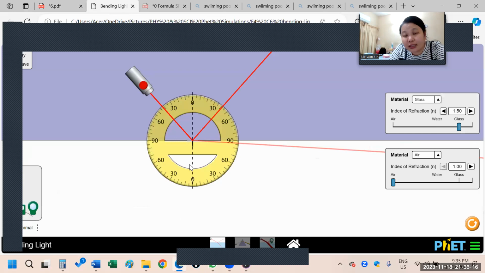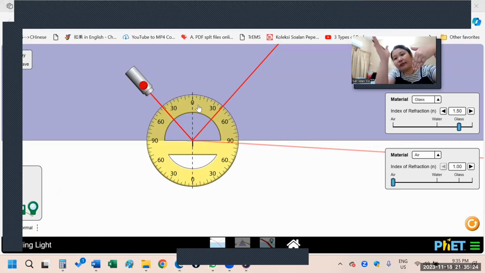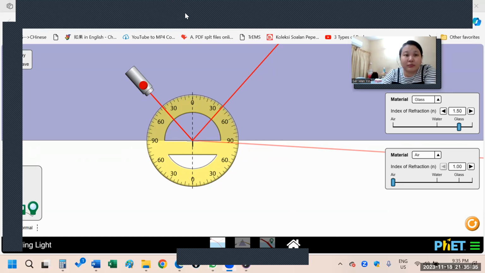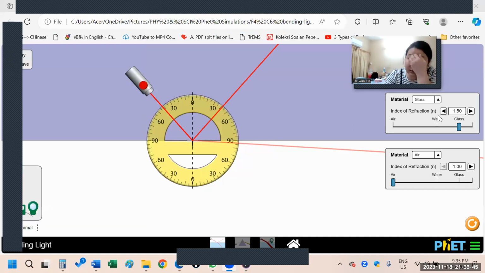So when it refracts to 90, it can't refract any more, so it can only reflect back. Is there only one critical angle? Yes. Every material only has one critical angle.